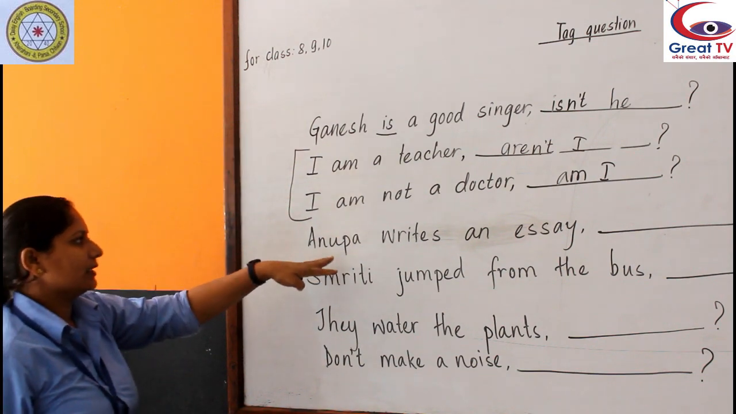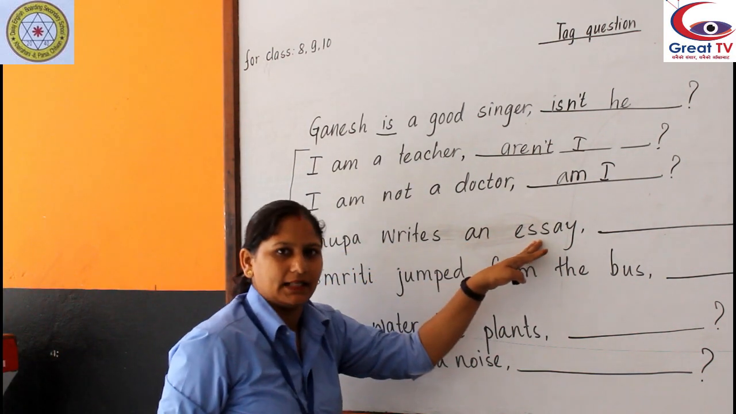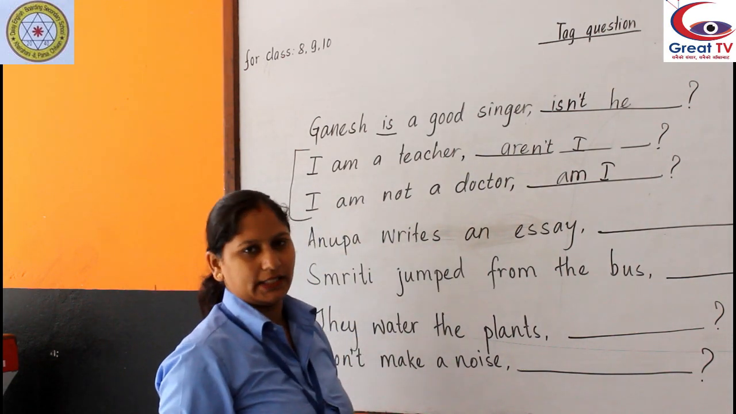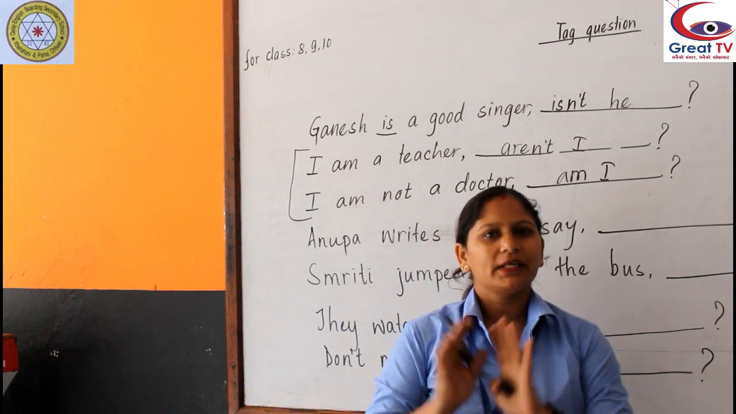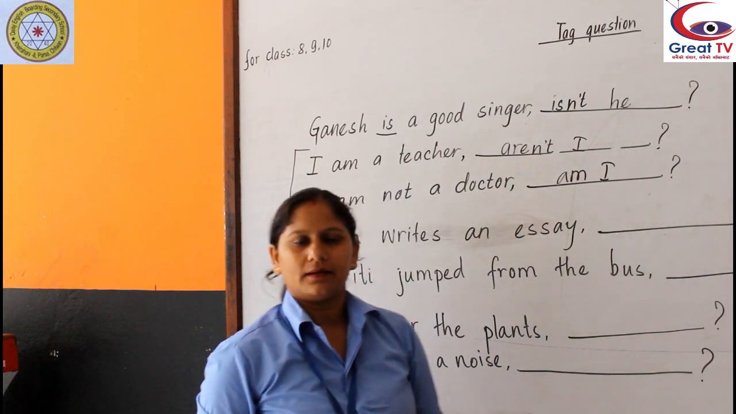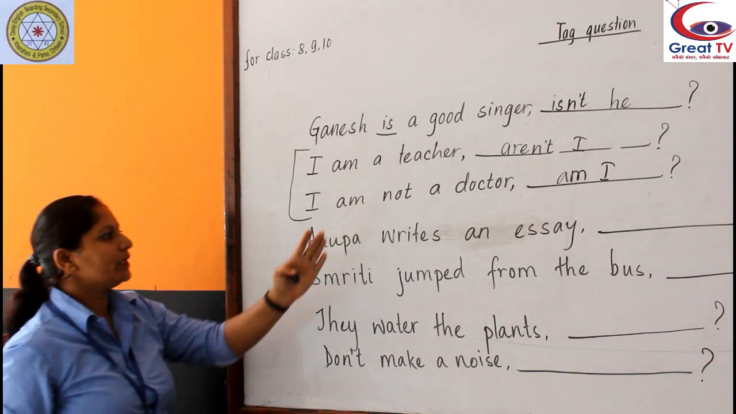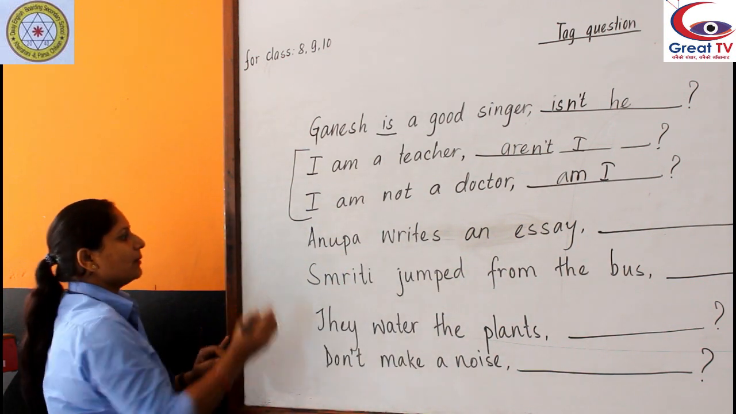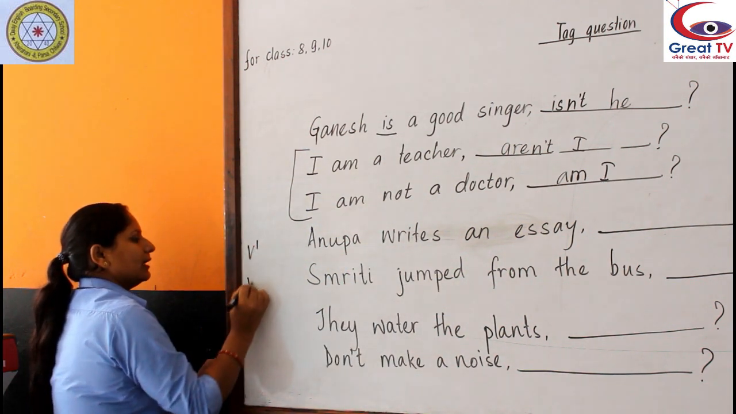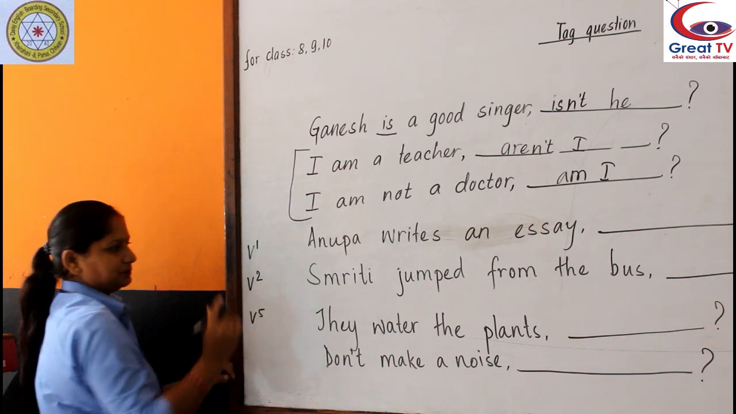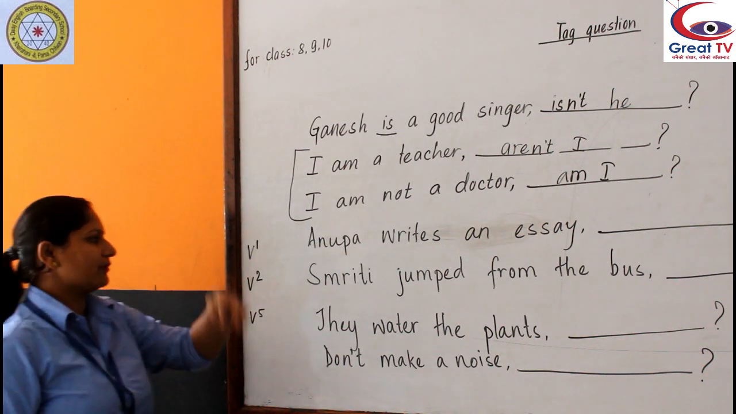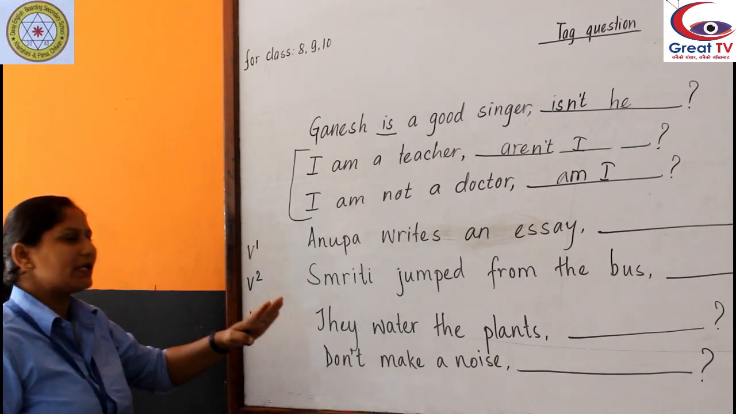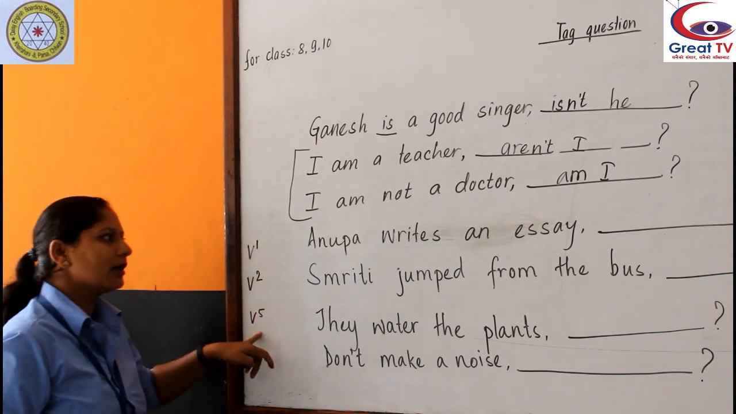Okay. Next one, Anupa writes an essay. We do not see an auxiliary here, but without an auxiliary verb, we cannot form a tag. So what to do? We need to find out the form of the verb, whether it is verb 1, verb 2 or verb 5. We don't need verb 3 and verb 4 in a question tag.